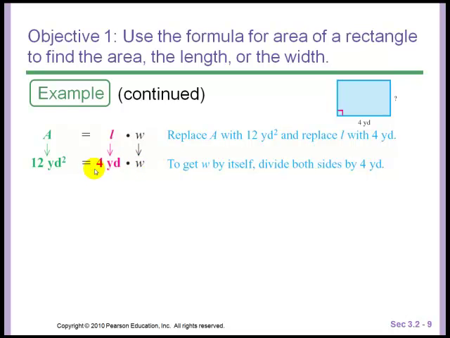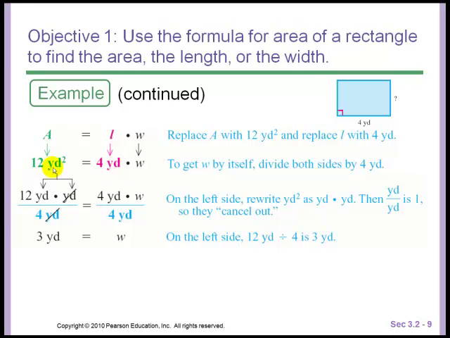To get this by itself, we're going to divide both sides by 4 yards. Notice, yards squared is yards times yards. So when we divide both sides by 4 yards, one of those yards cancel out, and we're left with just 3 yards, because 12 divided by 4 is 3, and one of those yards is left. Therefore, the width of the rug is 3 yards.